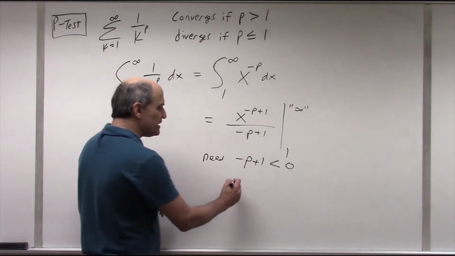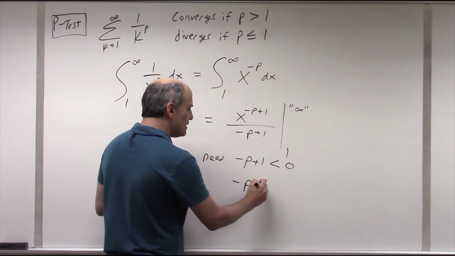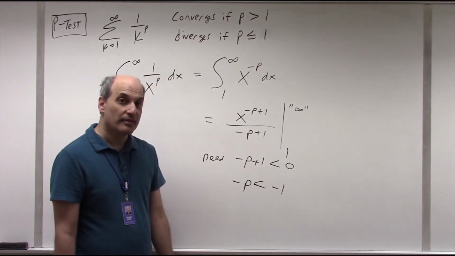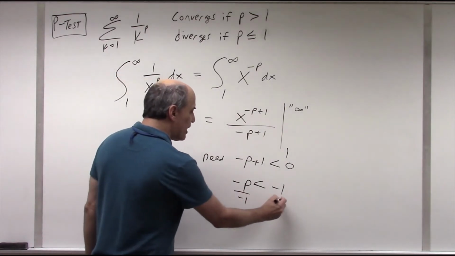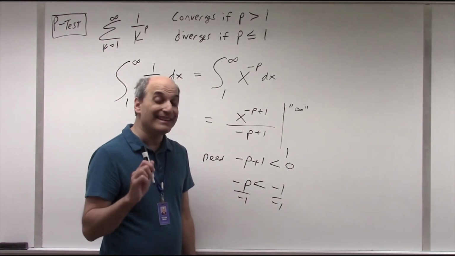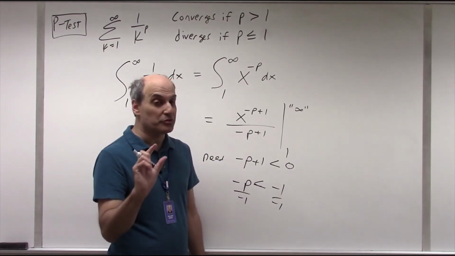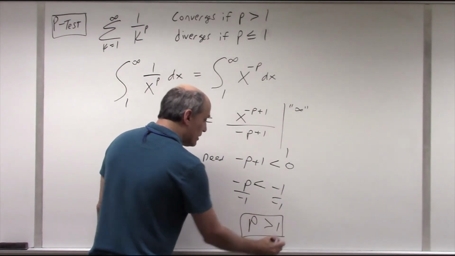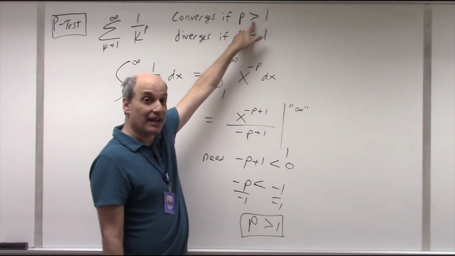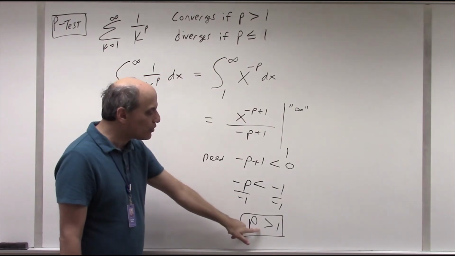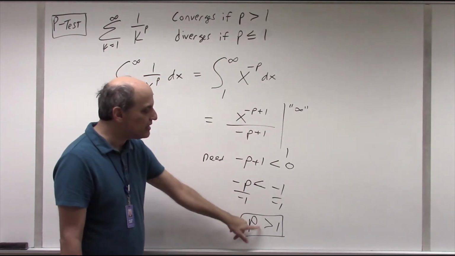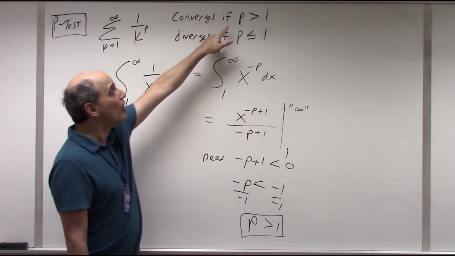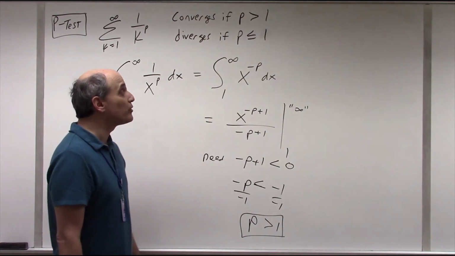But that means I would need negative p to be less than negative 1. Just subtract 1 from both sides. And finally, divide both sides by negative 1, but you're dividing an inequality by a negative number, so don't forget to flip the sign. This will tell you p has to be greater than 1, which is exactly what we have written down here. That is, the integral will converge as long as p is greater than 1. So the integral test says, okay, so the series will also converge as long as p is greater than 1.